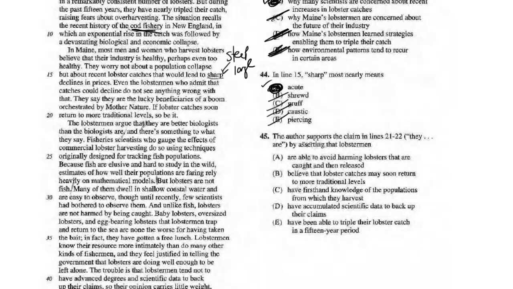Okay. Now to the question. How does the author support the claim? The lobstermen argue that they are better biologists than the biologists are, and there's something to what they say. Okay, so here it's leading into why this might be true.